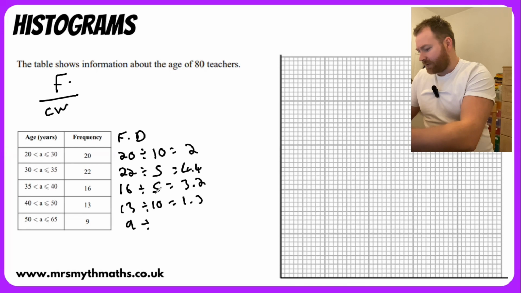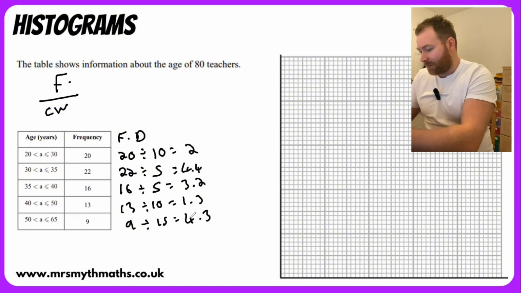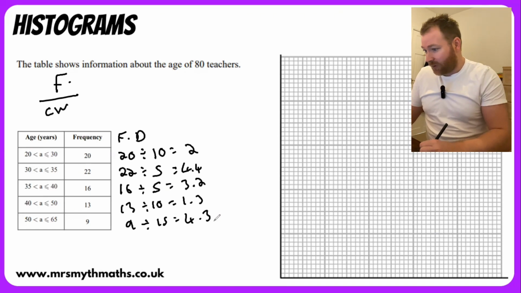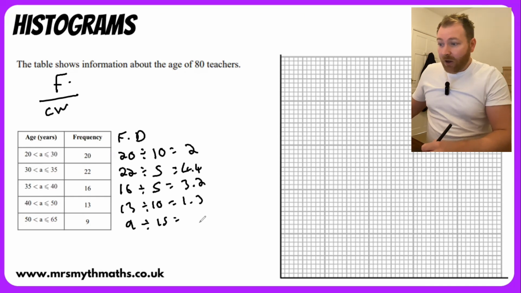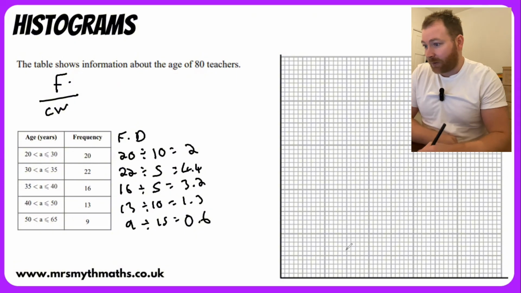Let's do that. 65 divided by 15. That's going to give me 4.3. No, it's not. I've typed in something wrong. Let me do that again. 9 divided by the 15. Sorry, I typed in something completely wrong there. Anyway, that's going to give us 0.6.